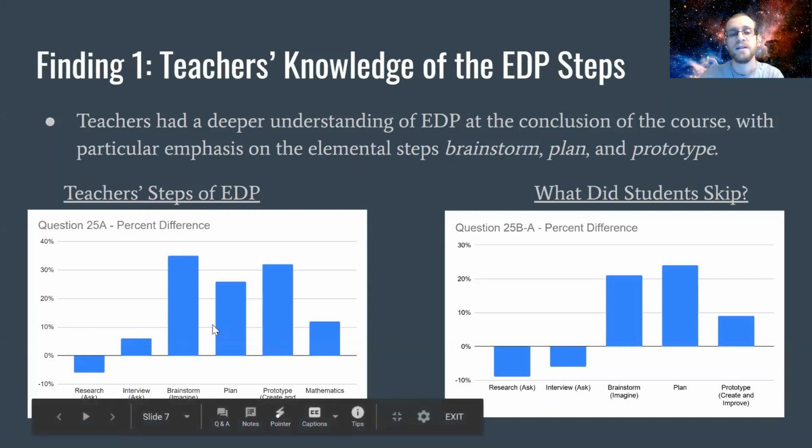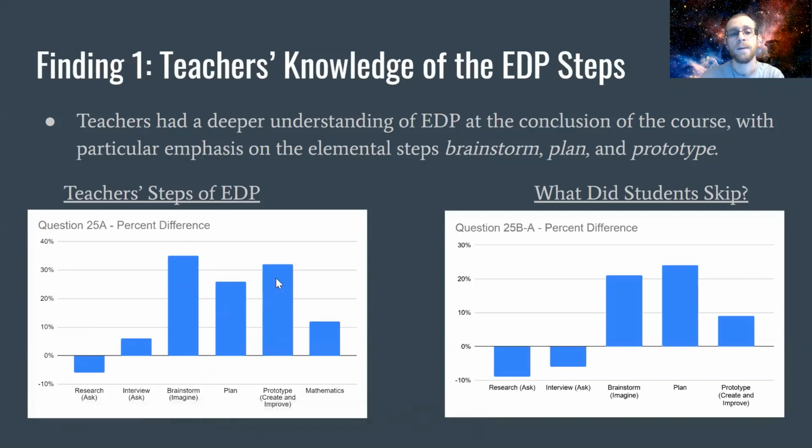And here you see brainstorm, plan, prototype. You can see they are all well above a 20% increase from beginning to end. When thinking about just teachers in general, this is their knowledge, right? What would you do? What steps would you take? So at the end of the course, they were talking much more than they had been previously as a whole about brainstorming, planning, and prototyping.